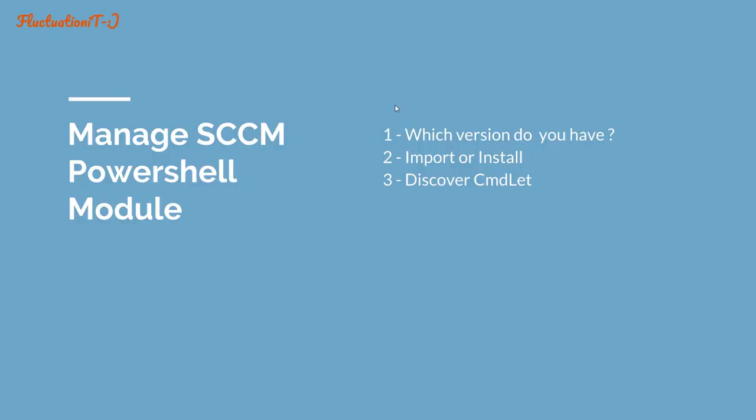When you want to use the PowerShell module, you have several ways to connect to the Configuration Manager server. The first one is, of course, to go directly on the server. The second one is to do it remotely or install it. You're going to see the commandlet module.